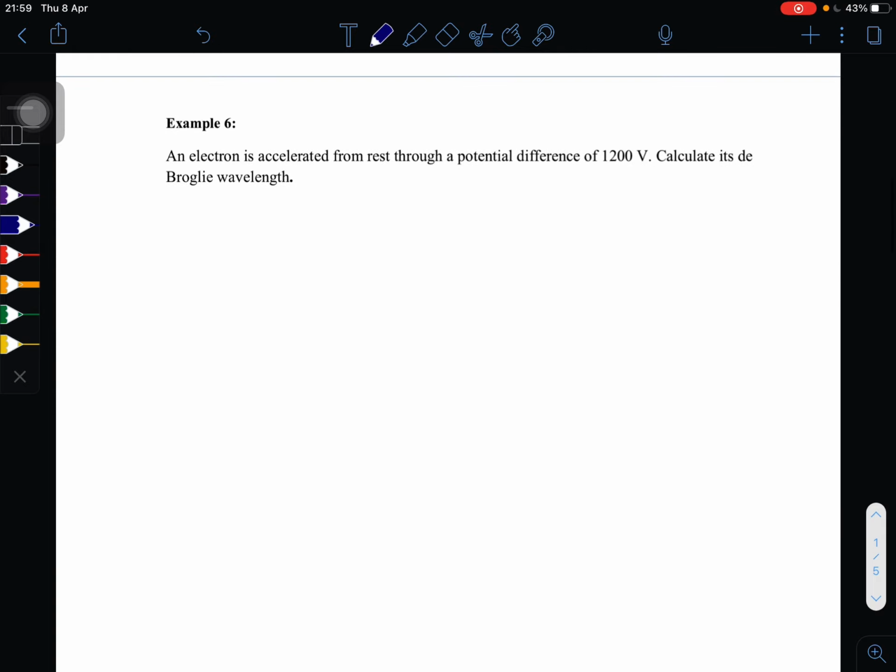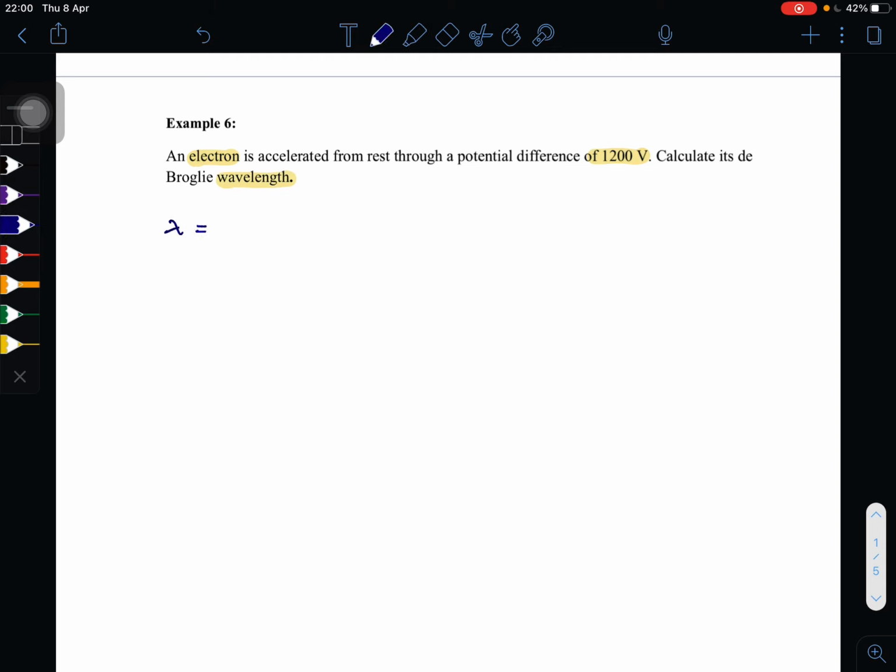Okay, now example 6. An electron is accelerated from rest through a potential difference of 1200 volt. Calculate its de Broglie wavelength. So we have an electron with the potential difference 1200 volt. We want to find the wavelength.